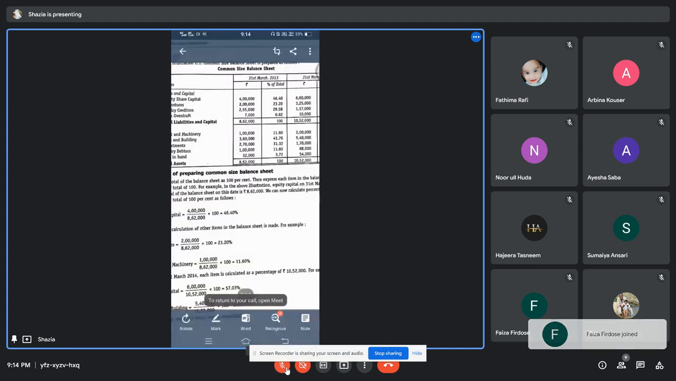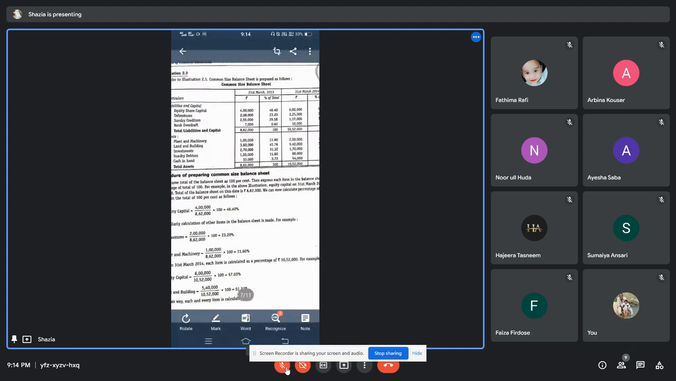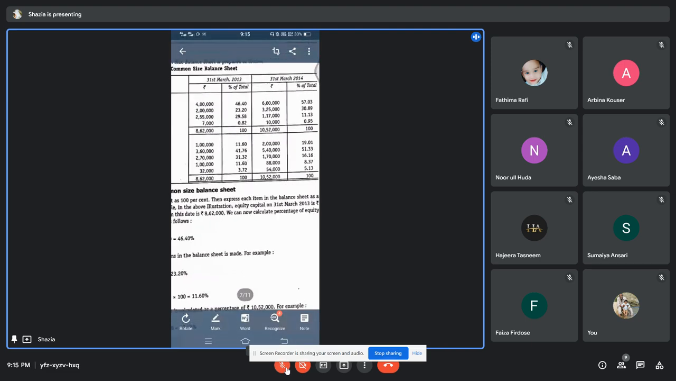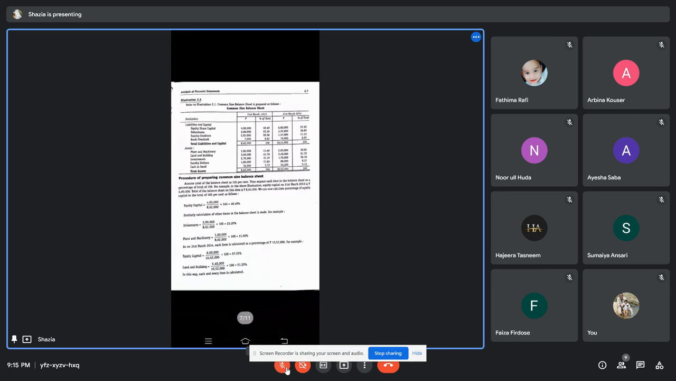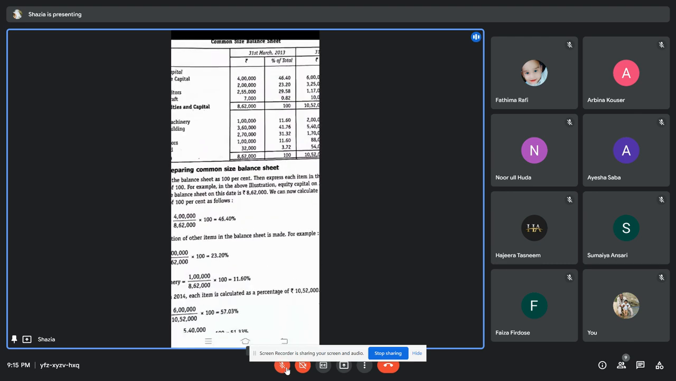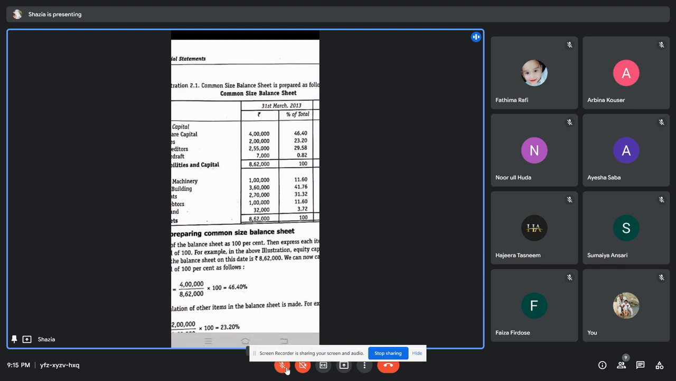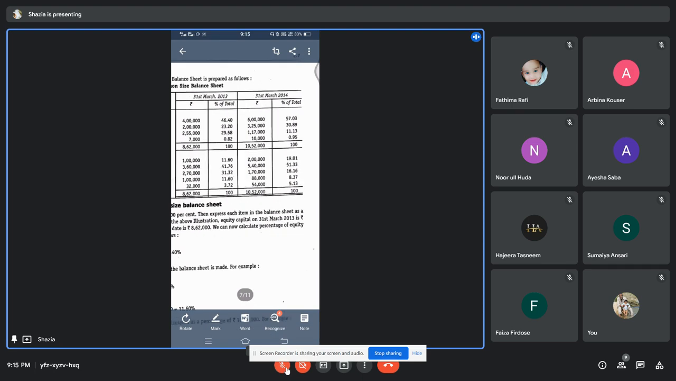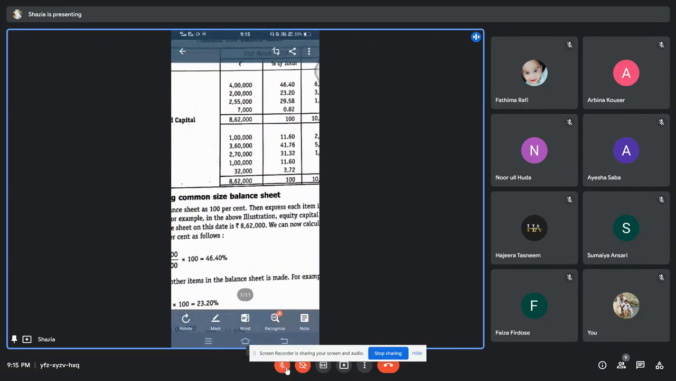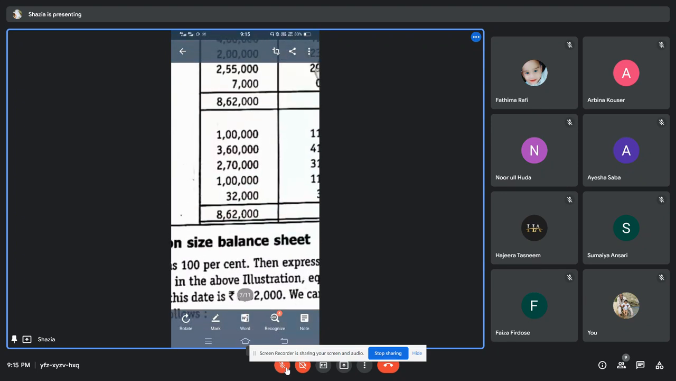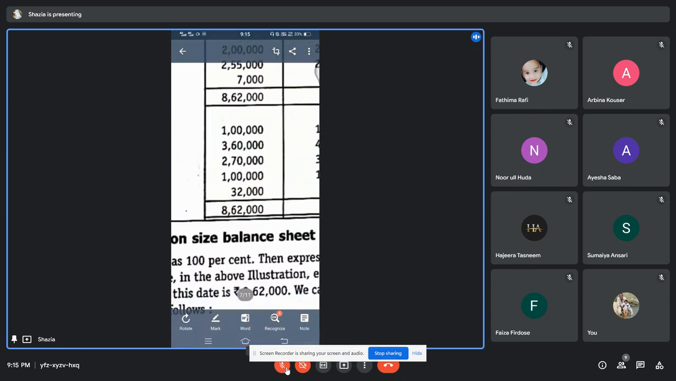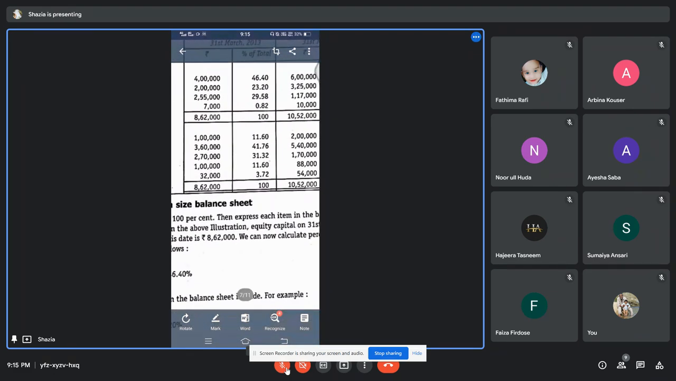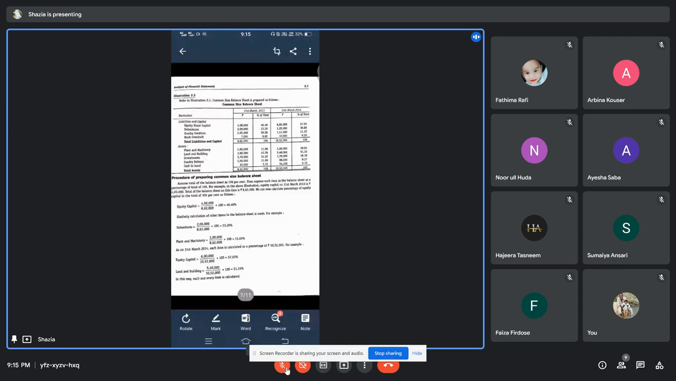Next year it is 2 lakh. So 2 lakh divided by 10 lakh 52,000 into 100, you will get 19.01. Same way as you did the liabilities by taking the common amount 8 lakh 62,000 for the 2013 year, and 10 lakh 52,000 for the 2014 year, for total assets also you should take the common amount 8 lakh 62,000 and divide all these things, 1 lakh, 3 lakh 60, 2 lakh 70, 1 lakh 32,000, into 100%, and you will get the rest of the percentages. Do it for both the years, for the current year as well as the previous year.